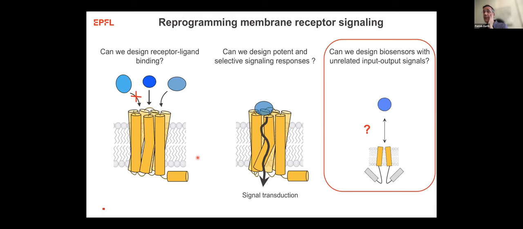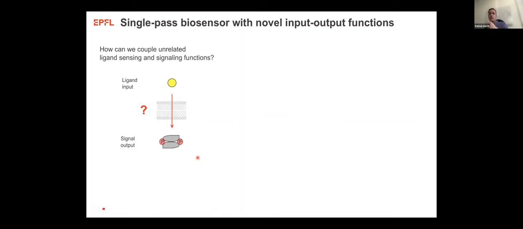Now we were interested in whether the same concept and some of these methods could be applied and extended to the design of single pass receptor biosensors. And also we were interested in trying to design biosensors that could couple unrelated input and output signals in a way that nature has not been able to do. For that purpose, we asked: can we couple unrelated ligand sensing and signaling function? For example, there would be a number of interesting signaling outputs that could be beneficial for T-cell therapies. So in a nutshell, we developed a new approach for the bottom-up assembly and design of single-pass multi-domain biosensors with programmable input and output behaviors.